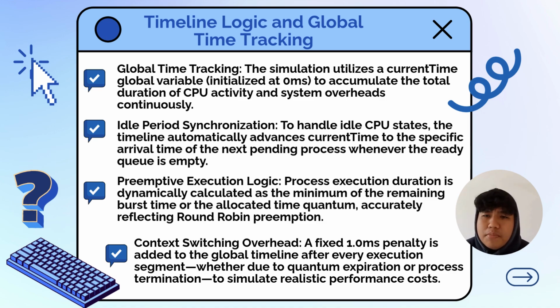Finally, and most important for realism, is the context switch overhead. Switching is not free. We add a fixed 1.0 millisecond penalty to the global timeline after every execution segment, whether from quantum expiration or process termination, to reflect relative performance costs.